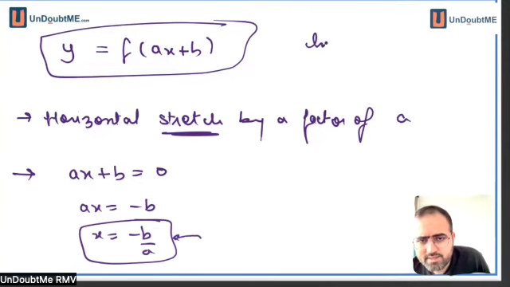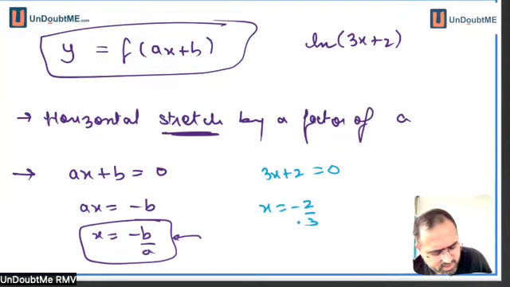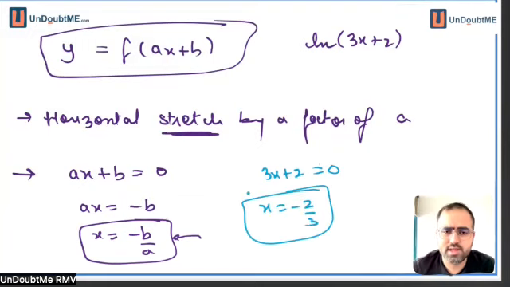So now for our example, it was ln of 3x plus 2. So that's why we need to put 3x plus 2 equal to 0. That will give me x is equal to negative 2 by 3. So it is a horizontal translation by 2 by 3 to the left. That is how we will write. So, sir, the whole transformation is defined by x equals minus 2 by 3.